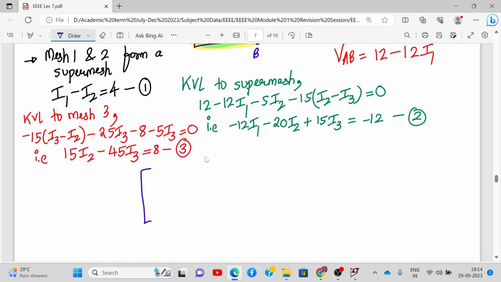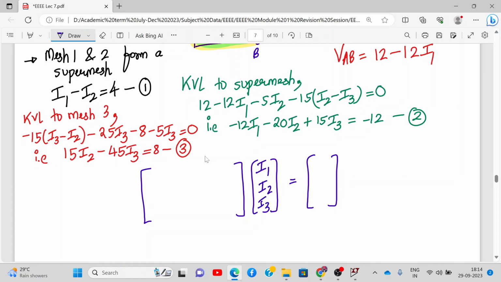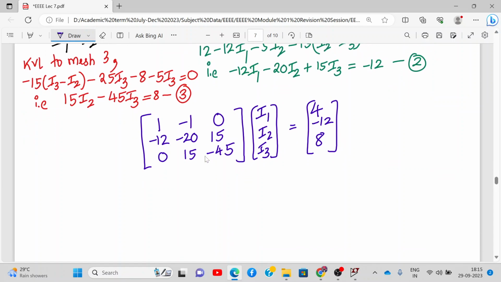So in the matrix form, it will be easier for us to put the values in the calculator. So these are my I1, I2 and I3. Now I'll write the coefficient of I1 first, I2 second and I3 next. So it will be 1, minus 1, 0, 4. From equation number 2, it will be minus 12, minus 20, 15, minus 12. And from equation number 3, it will be 0, 15, minus 45, 8. So we need to solve this simultaneously using our calculators.